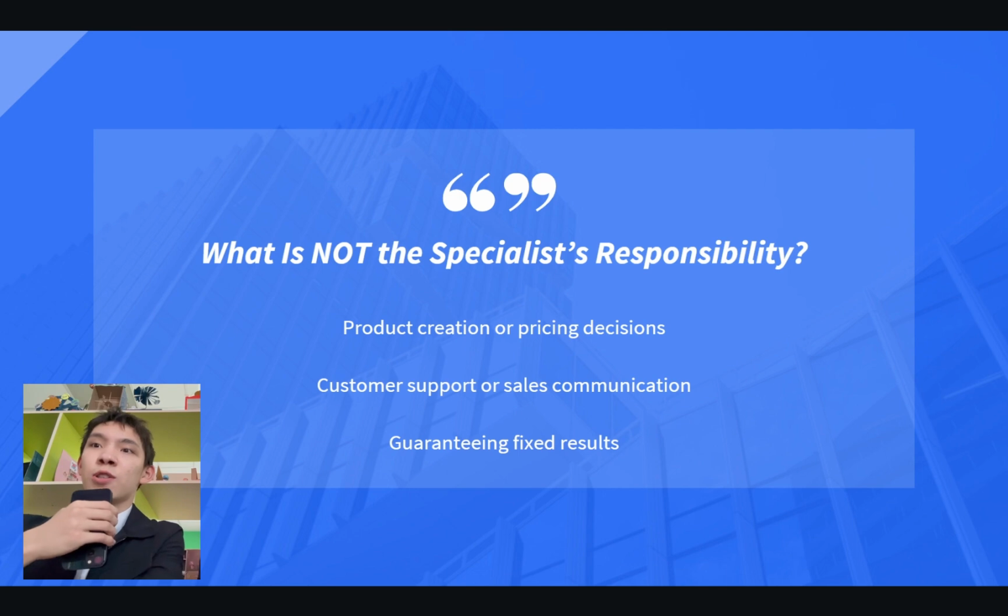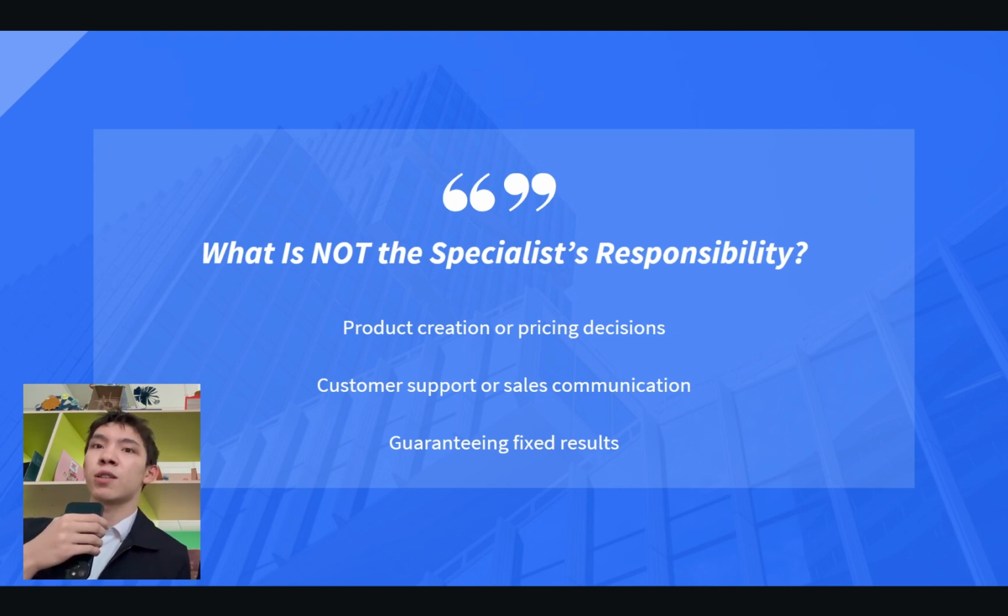So what's not the specialist's responsibility? It's very important to understand what a target advertising specialist is not responsible for, and it helps to avoid unrealistic expectations, especially when working with clients or businesses. First, a specialist does not guarantee success, and he does not create the product or decide its pricing. Advertising can bring people to an offer, but it cannot change whether the product itself is good or valuable. And if a product is overpriced or poorly designed, then it's not included in the specialist's responsibility.